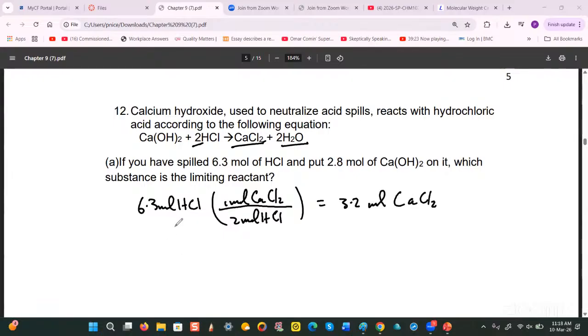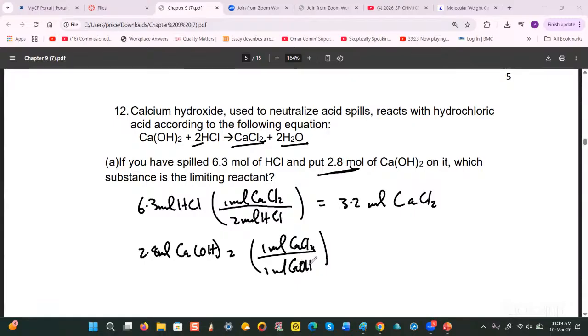Then I do something similar, but this time starting with 2.8 moles of calcium hydroxide. Again, I would focus on the calcium chloride as a product. I would look at the mole ratio between the calcium chloride and the calcium hydroxide. That's a 1-to-1 mole ratio. I'll put 1 mole of calcium chloride above and 1 mole of calcium hydroxide below. So therefore, you're going to end up with 2.8 moles of calcium chloride.